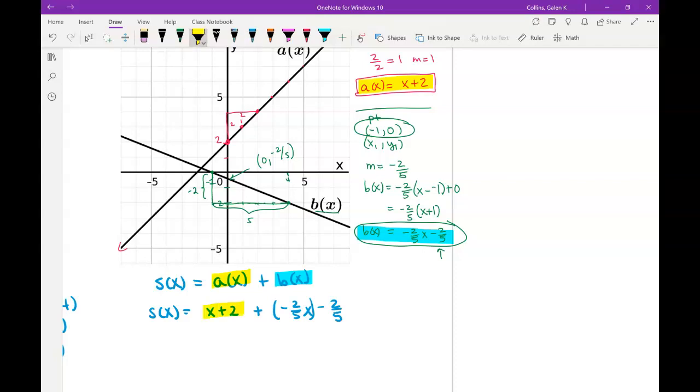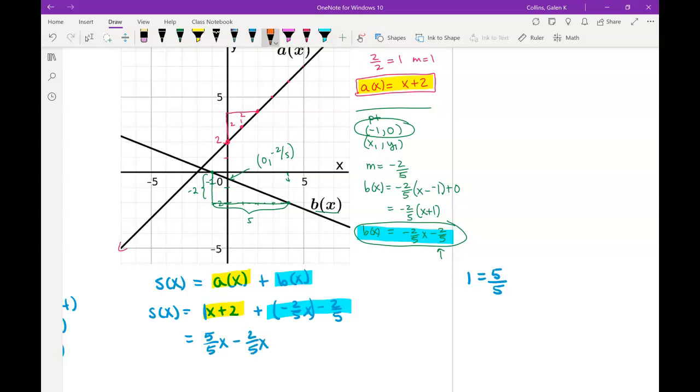So this is the explicit equation for a of x, this is the explicit equation for b of x. And so this way might actually be a fair amount harder than I thought. So now we could combine our like terms. We have 1x and we're adding a negative 2/5 x to that. Well, remember, 1 is the same as 5/5. So I could think of this as 5/5 x minus 2/5 x.